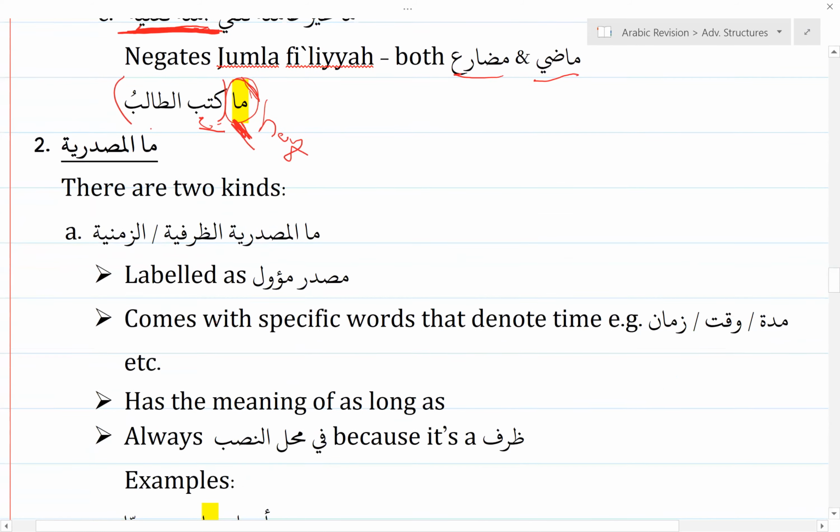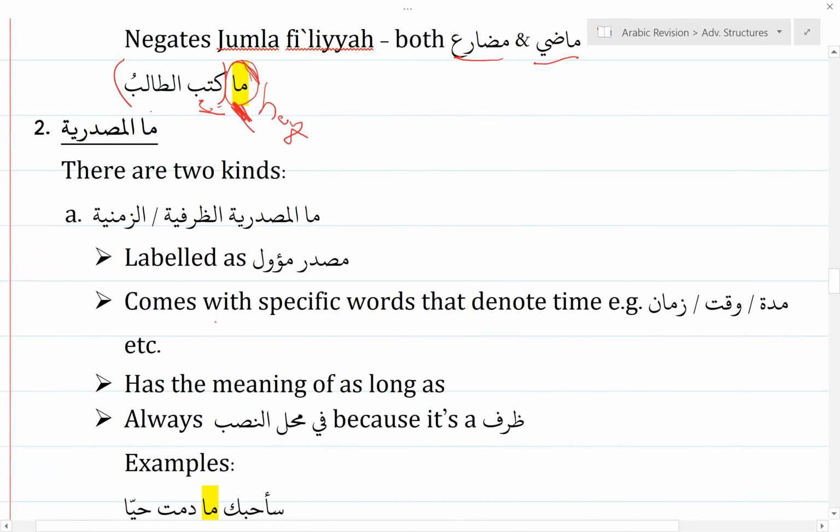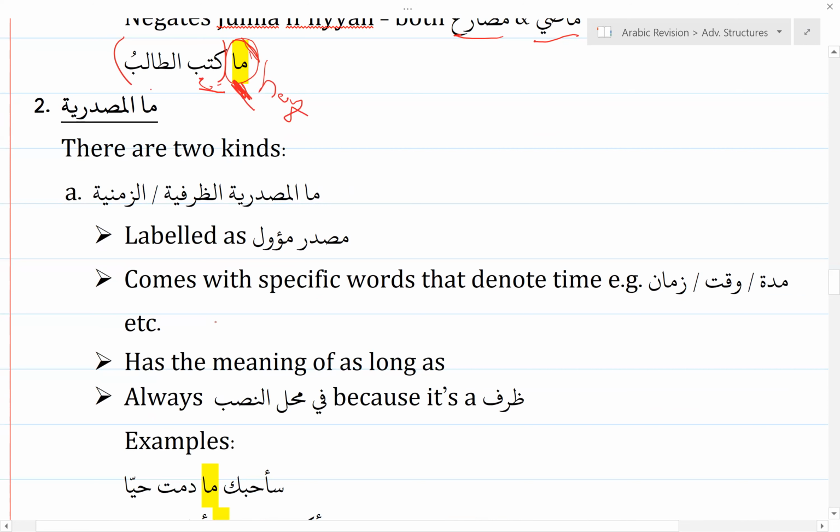Okay, great. Then we go to the second ma ismi, ma harfiya. That is ma masdariya. Again, we covered this when we were doing masdar mu'awwal, but we didn't do it in detail. What's important to know in this one, I'm going to take a bit of time, allow me, because it's really important to understand the difference. And also it can get very confusing with ma mawsula.